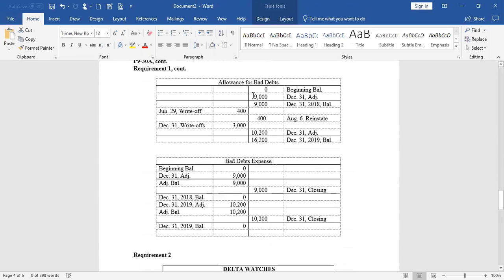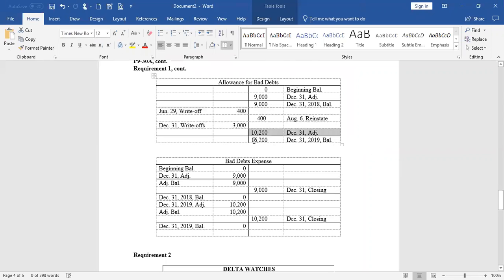Here we go. 2018, we credited the allowance account $9,000. So there's its balance at December 31st. Then we debited it on June 29th when we thought Mac Smith was a real bad debt. But then when we reinstated them, we credited that back into allowance for bad debts. Put that estimate back in there. But for the actual bad debts on December 31st, we debited it allowance for bad debts. And then, of course, the estimate at the end of 2019, we increased the allowance for even more estimate.